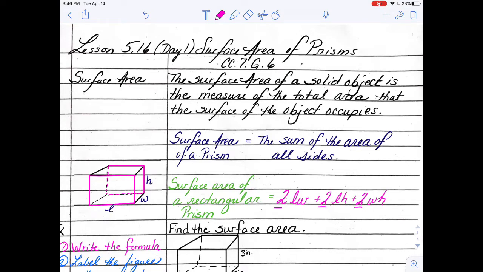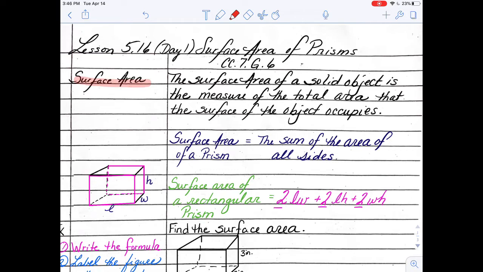Today we're going to be looking at surface area, but this can be a little difficult to understand. So we're going to be taking it in 2 days. We're going to look at the cylinders later on its own, but we're just looking at prisms. We do want to go ahead and look at what exactly is surface area.